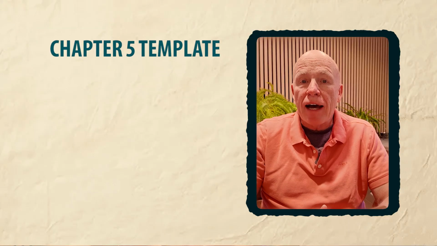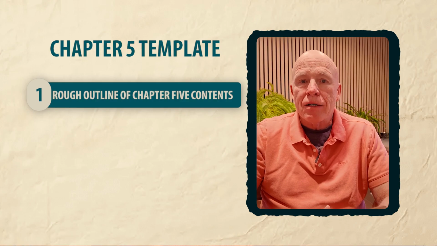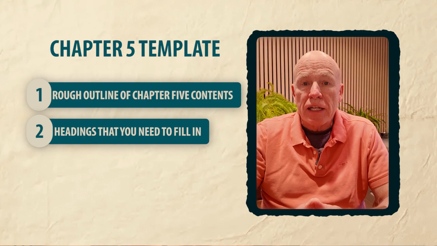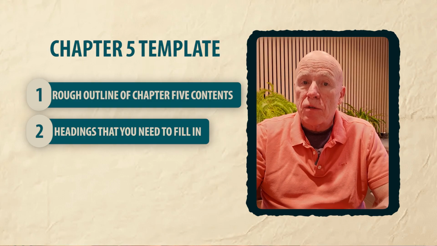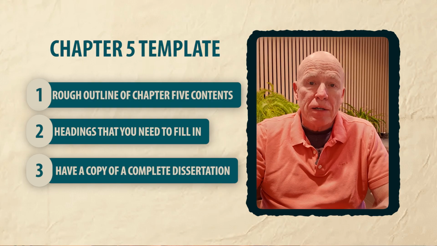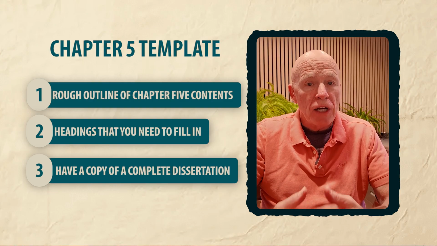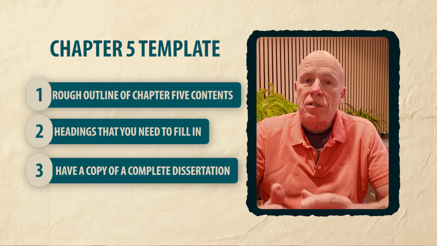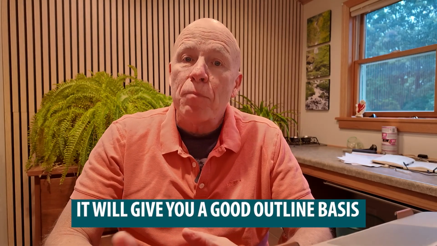So the first thing I want to say about Chapter 5 is, if your school has a template, it's going to provide you with a rough outline of what's needed in Chapter 5. Pretty much it's going to have headings that you get to fill in. And if you're getting to Chapter 5, you probably should have done this already: have a copy of a completed dissertation that your chair has served on in the past. If that hasn't happened, then at least a completed dissertation with similar methodology from your university. Both of these things, the template and a completed dissertation, can give you a good outline basis for doing your work. So what is Chapter 5?